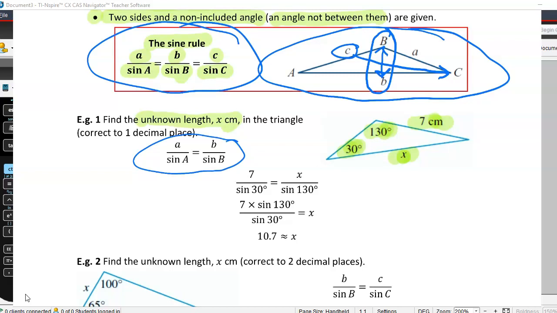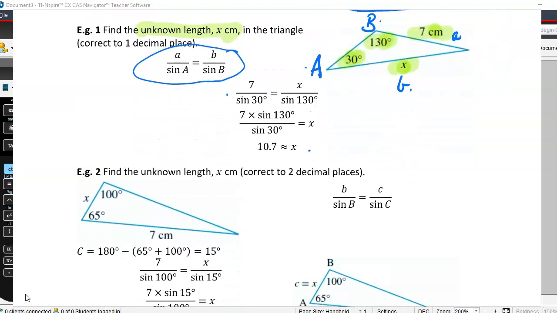Now on this worked one, I didn't label in my knowns and unknowns. So that's angle A, side A, angle B, side B. And it is very important that you are using the capital letters and the lowercase letters correctly, so you are not confusing yourself. Lowercase are for sides, uppercase are for angles. Okay? Then I sub in to my formula, my knowns and unknowns. I can transpose that to get an answer of approximately 10.7 is what x is.